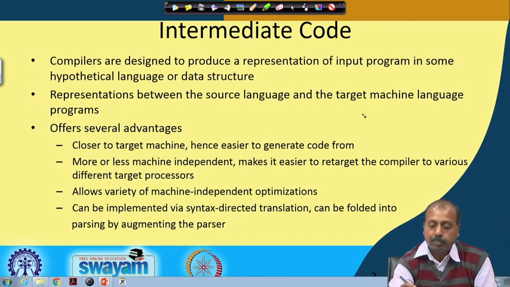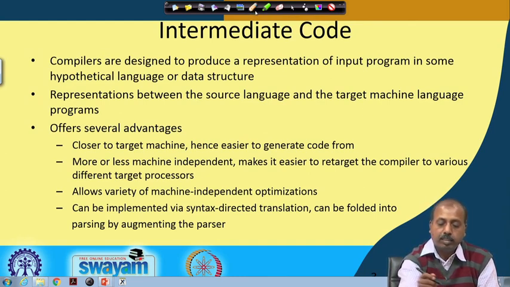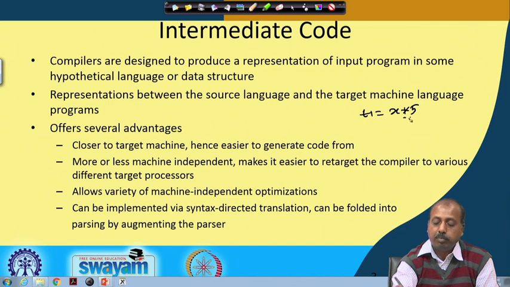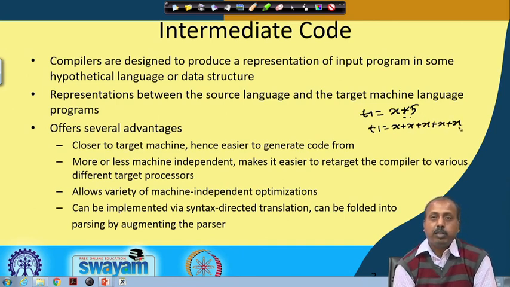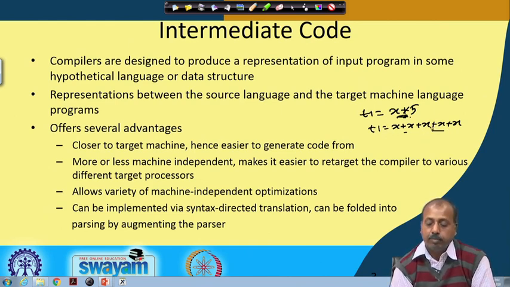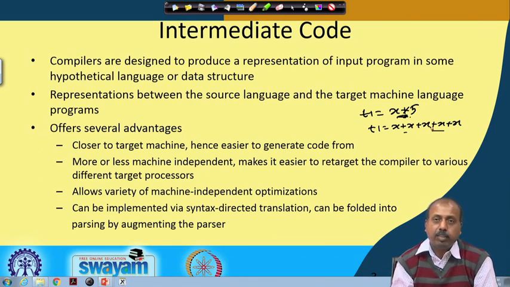Suppose I have one operation, say T1 equal to x into 5. It means that I will be multiplying x by 5 here. Another possibility of doing it is T1 equal to x plus x plus x plus x plus x. In many processors, multiplication takes a lot of time compared to addition. So, if I break it up like this, then it will be easier to handle. Then there are many other optimizations.